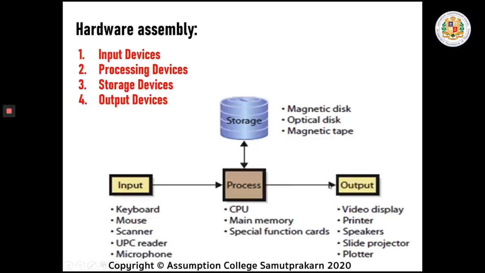Then go back to process, and after that go to output. This is the final stage, output. It will display video, printer if you are printing documents, speakers playing music and movies, slide projector for presentations like PowerPoint. So those are the hardware assembly, and this assembly is needed in order to do the process of IPO in your computer.